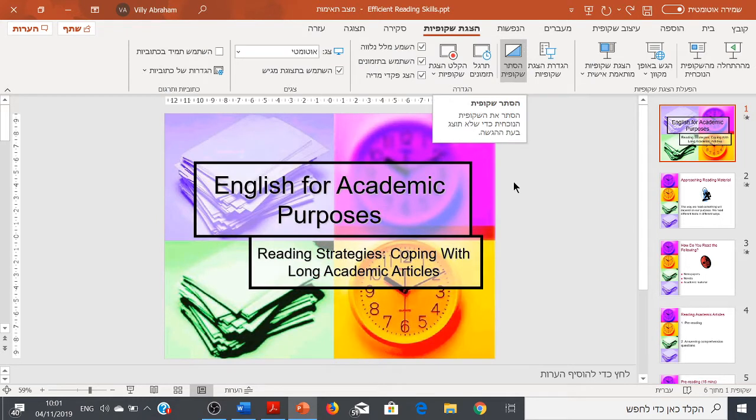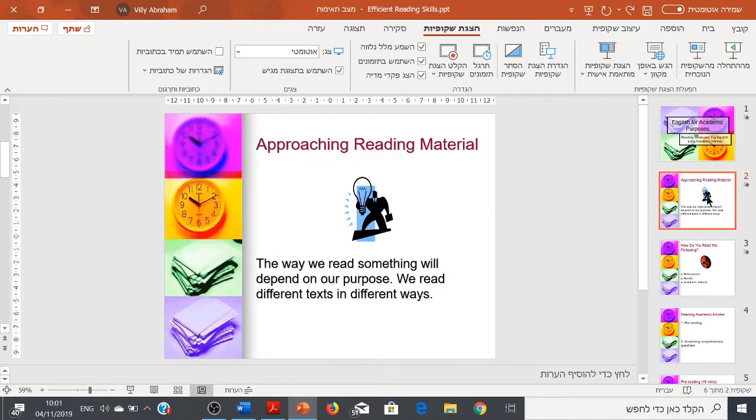The topic of our today's lesson is reading strategies. In particular, I will be giving you strategies or tips for coping with long academic articles. So let's talk about how to approach different reading material.